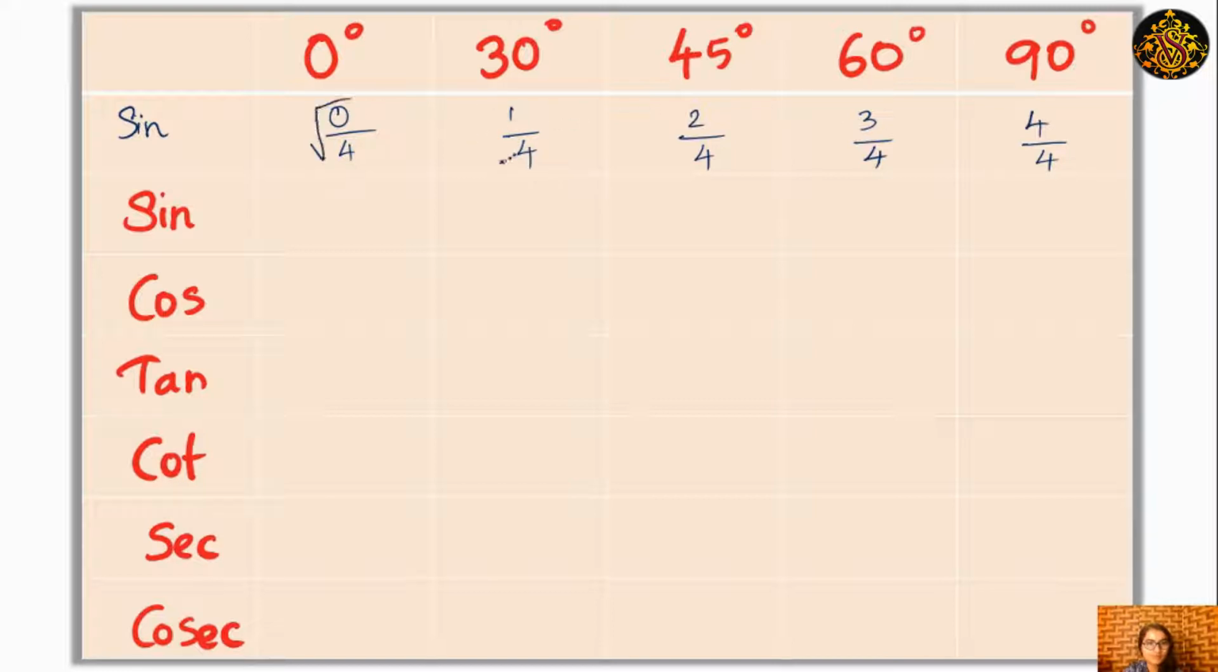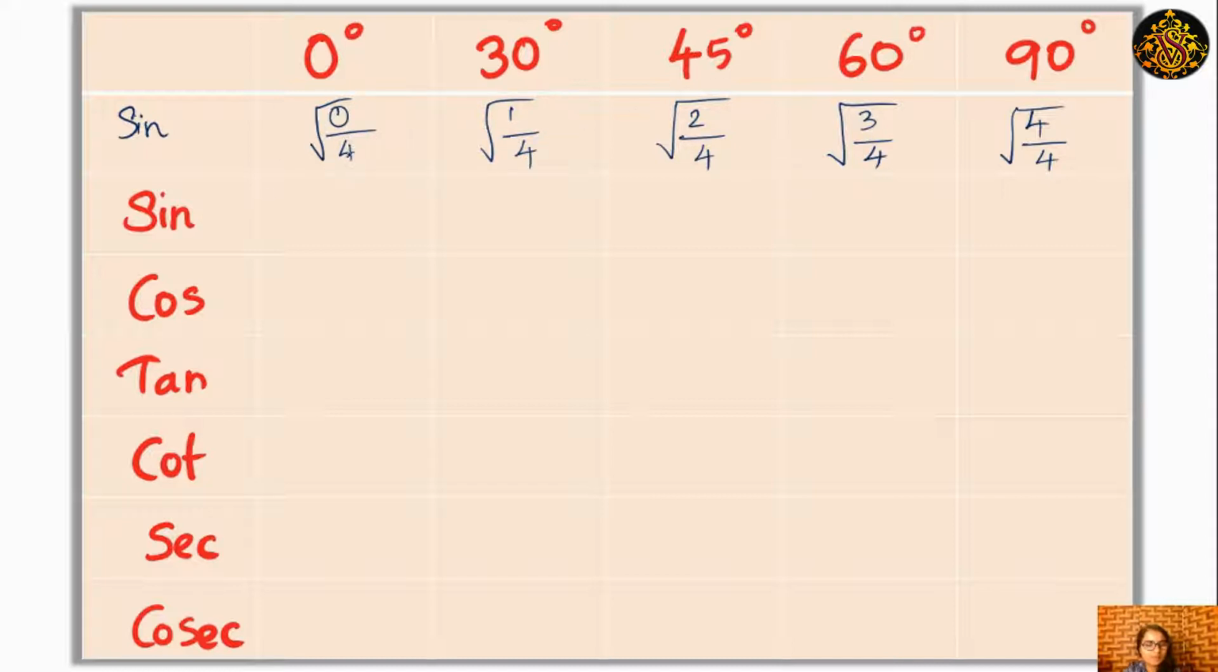Just take the square root of each, whole square root: square root of 0 divided by 4, square root of 1 by 4, square root of 2 divided by 4, and so on. So this is the value for sin 0 degree, 30 degree and 45 degree.